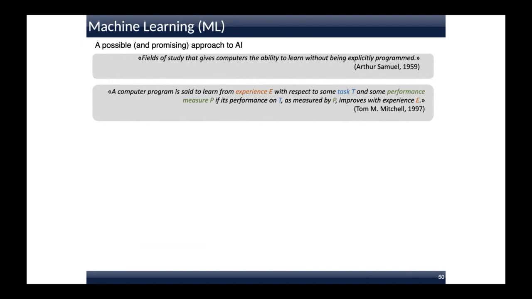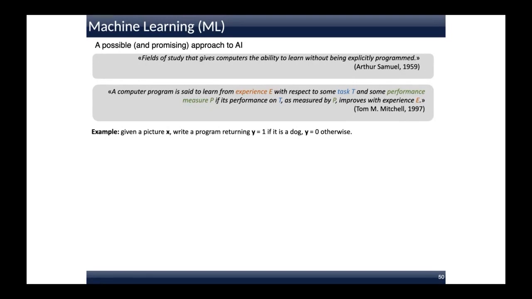Now, machine learning is an approach to artificial intelligence. It is the field of study that gives computers the ability to learn without being explicitly programmed for that. This is one possible definition. Now, you can enter into a more specific definition, which I would say is operational. And this is due to Mitchell in 1997.